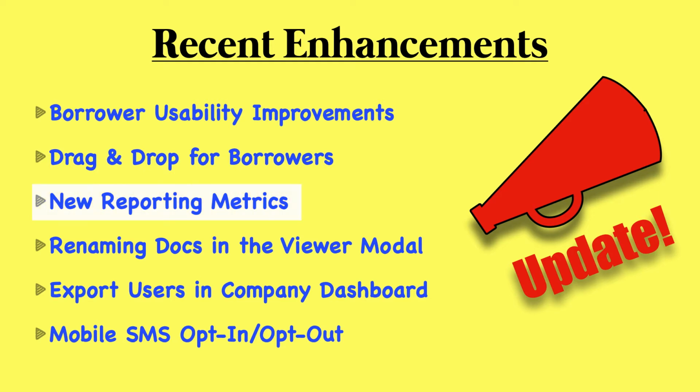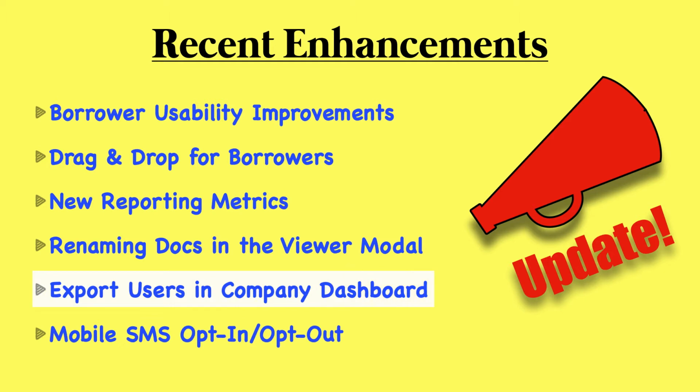We have new reporting metrics, which I'll show you today. Some of these new metrics include median start to submission times on applications. So you can see on average how long it takes your borrowers to complete their apps, how many documents have come through Floify, how many you've accepted, how many have been rejected, etc. Renaming the docs in the viewer modal, so you can now rename docs as you're looking at them. That was also a highly requested feature request.